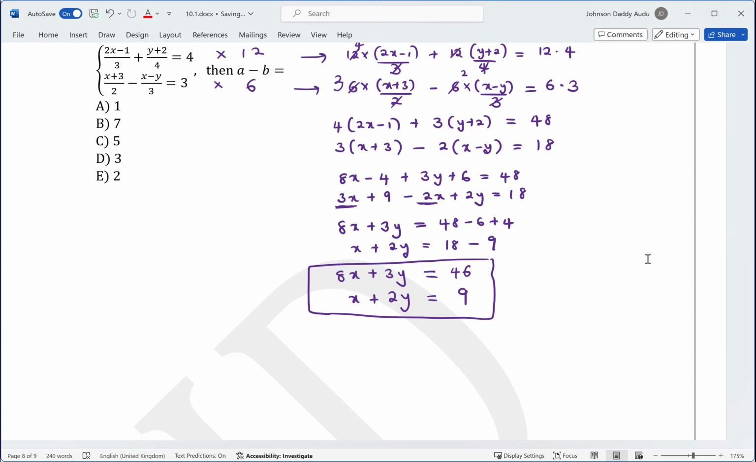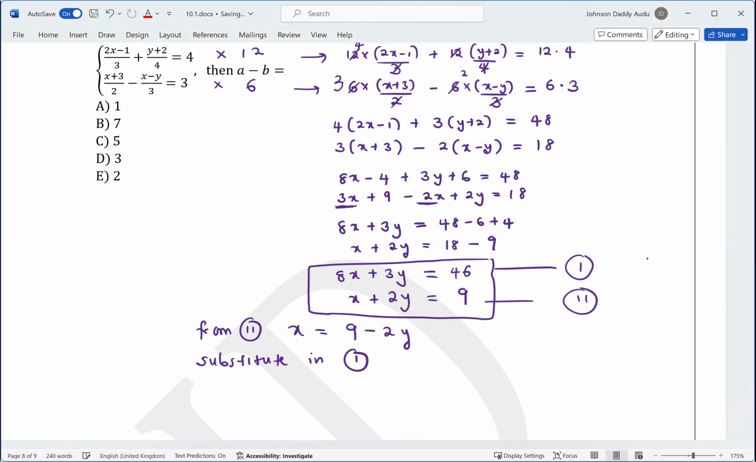Now, how do we solve this? We can solve this by substitution. So we'll call this one equation 1. Now we'll call this equation 2. So we see that from equation 2, x is what? 9 minus 2y. Then we'll substitute this in equation 1, which is 8. Instead of x now, we'll put 9 minus 2y, plus 3y, it equals 46, right?